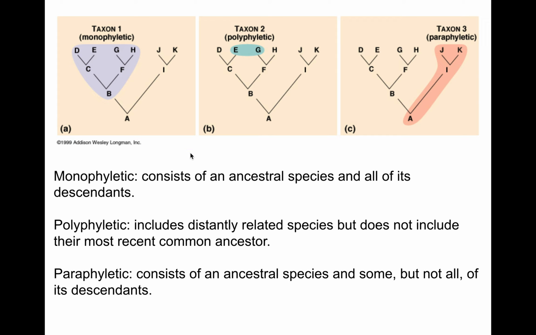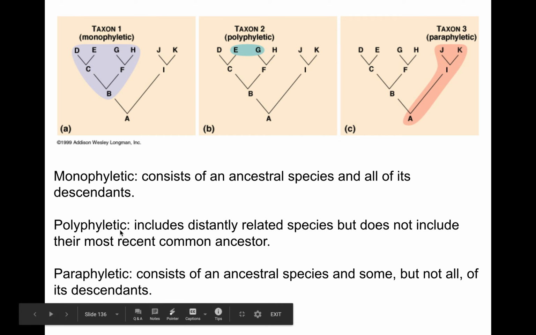Let me talk about why. This is the setup we've got, except the letters are slightly different. A monophyletic group consists of an ancestral species and all of its descendants. So here, this would be the ancestral species, and here are all of the descendants.